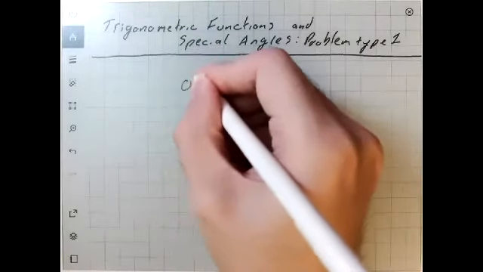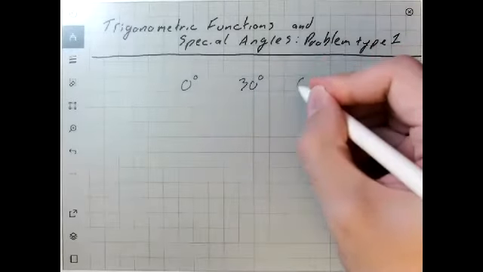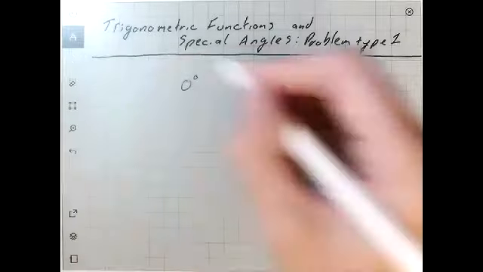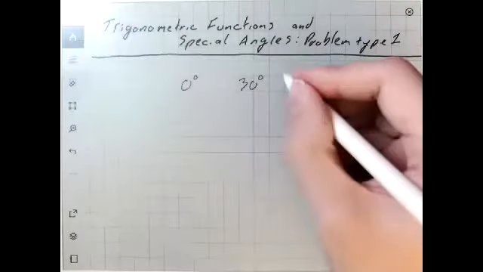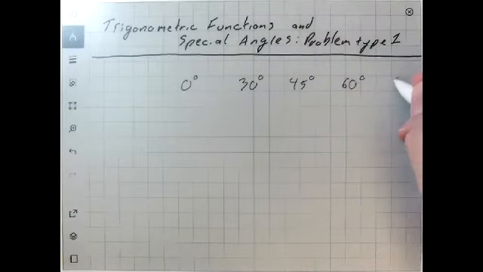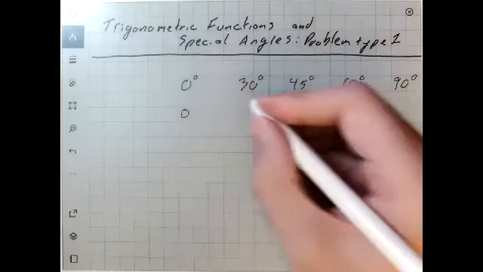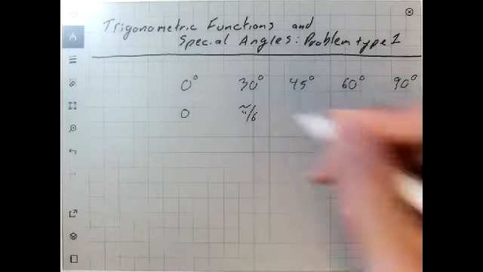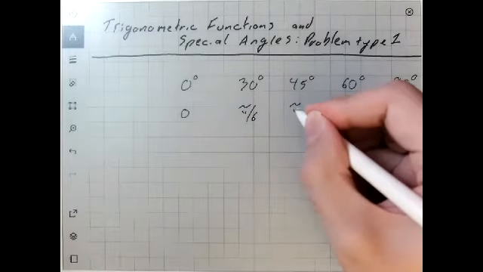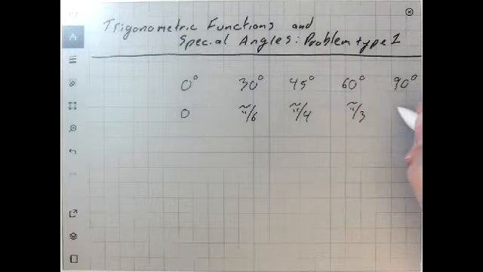They are 0 degrees, 30 degrees, skipping ahead, 45 degrees, 60 degrees, and 90 degrees. Or in radians, that's 0, pi over 6, pi over 4, pi over 3, and pi over 2.